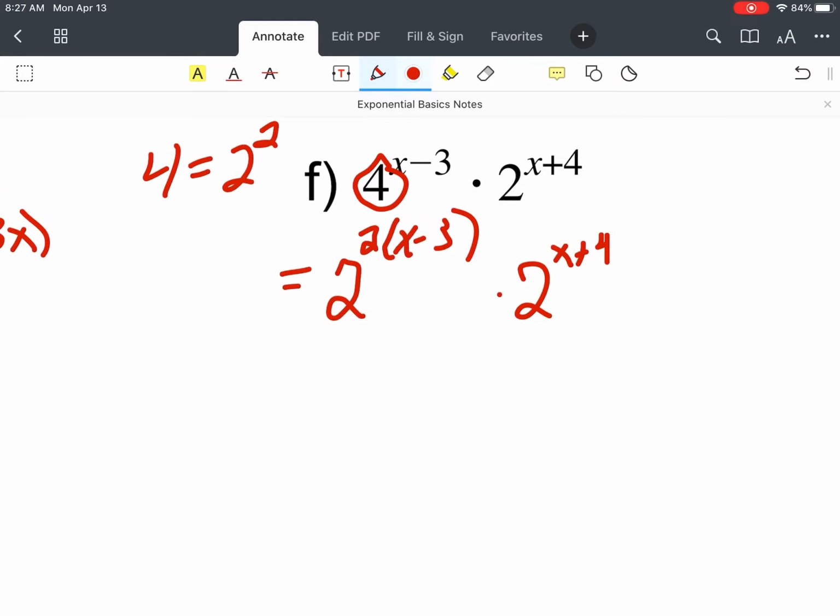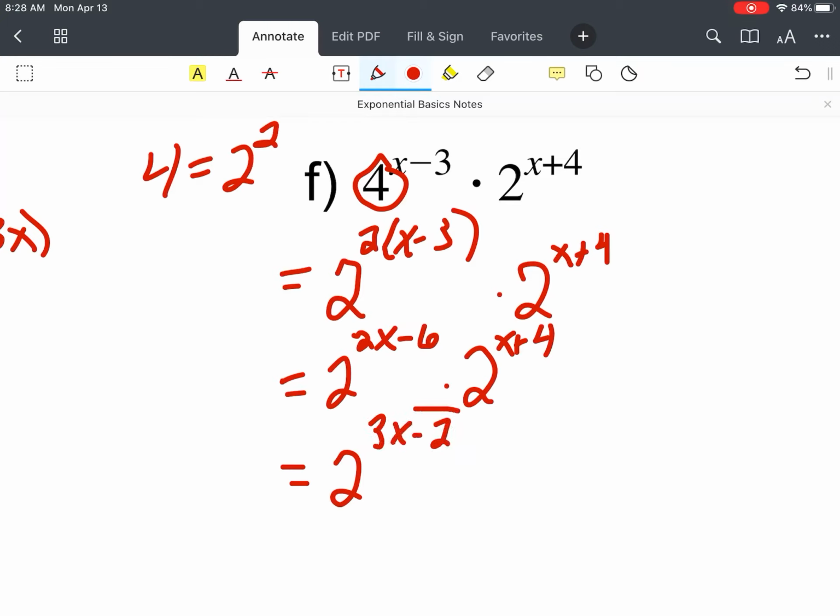Okay? Because what's happening here is 4 is 2 squared, and then I'm going to raise that to the power of x minus 3. When I raise a power to a power, I multiply their exponents. Okay? So this is 2 to the 2x minus 6 times 2 to the x plus 4. If I multiply two things with the same base, I'm going to add their exponents. So this is 2 to the 3x minus 2.